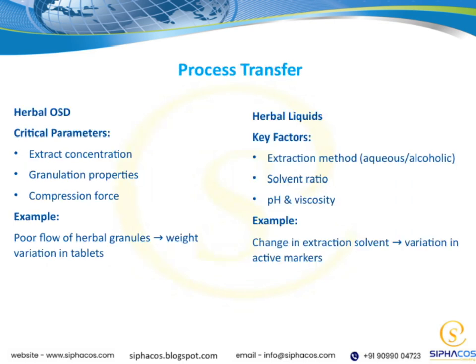Now, let's take a closer look at herbal liquids. When working with herbal extracts, the key factors we need to consider include the extraction method, whether it's aqueous or alcoholic, as this significantly influences the outcome. The solvent ratio is also crucial, as it affects how effectively the active compounds are extracted. Additionally, pH and viscosity play important roles in determining the stability and usability of the herbal liquid. For example, changing the extraction solvent can lead to variations in the concentration of active markers.